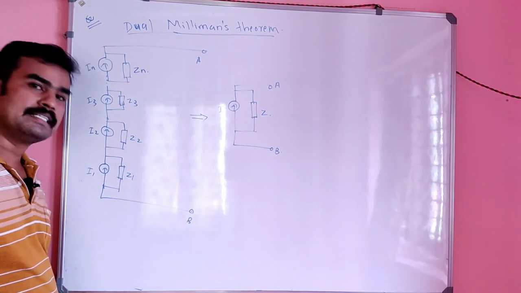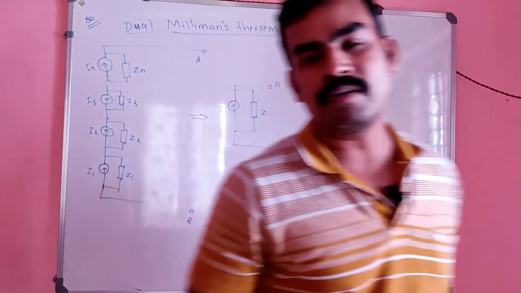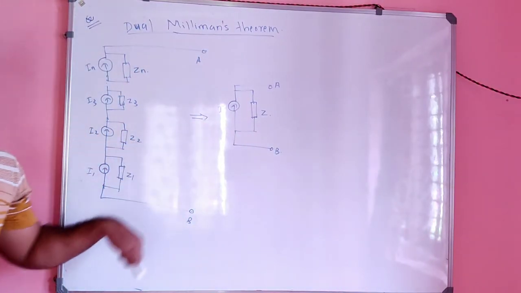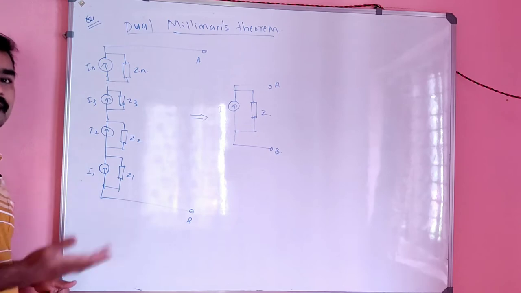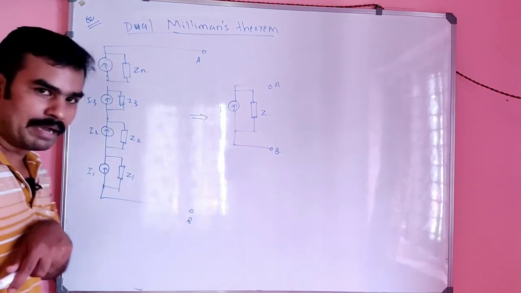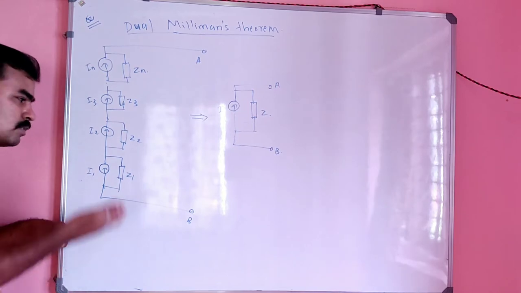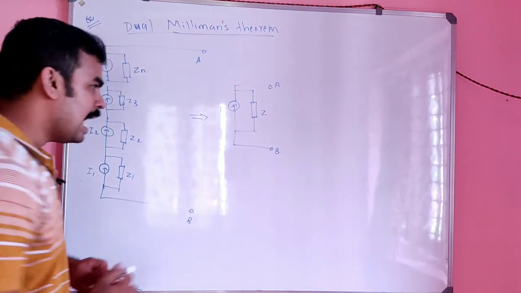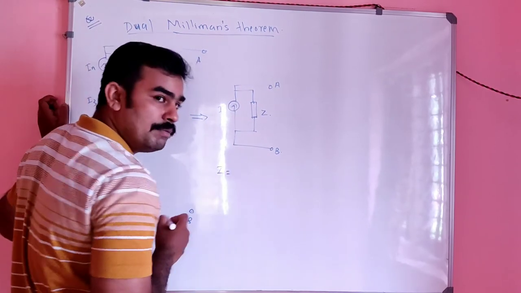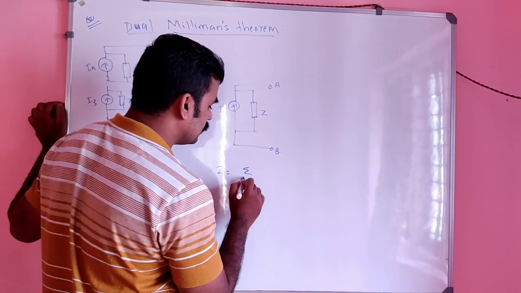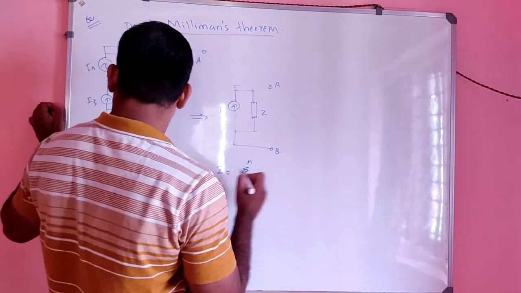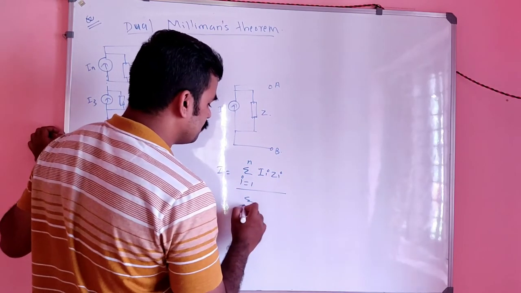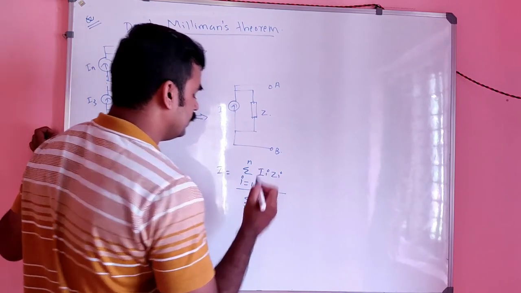That is the concept. It is similar to Millman's theorem. Voltage source in series with the resistance, all are connected in parallel. Here, current source in parallel with the resistance, all are connected in series. So what will be I and Z? That's our question. Here, this I will be equal to the sum from i equal to 1 to n of Ii Zi, whole divided by the sum from i equal to 1 to n of Zi.